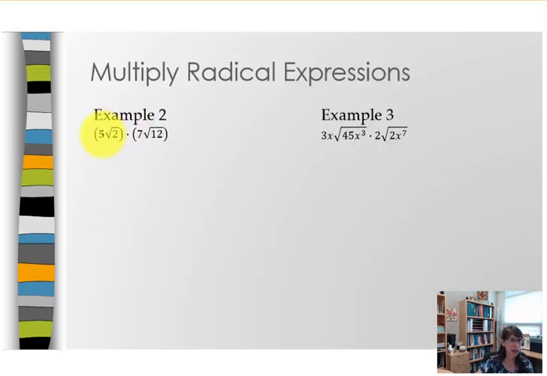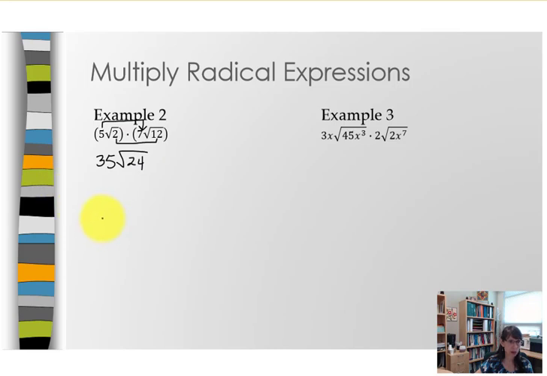In example 2, we have 5 square roots of 2 multiplied by 7 square roots of 12. So we have terms that have cleared the radical. 5 times 7, that would make 35. The terms under the radical are 2 multiplied by 12. So that becomes square root of 24. We might think that we're done at this point, but we should explore the number 24 a little bit further to see if it has any factors that are perfect squares.